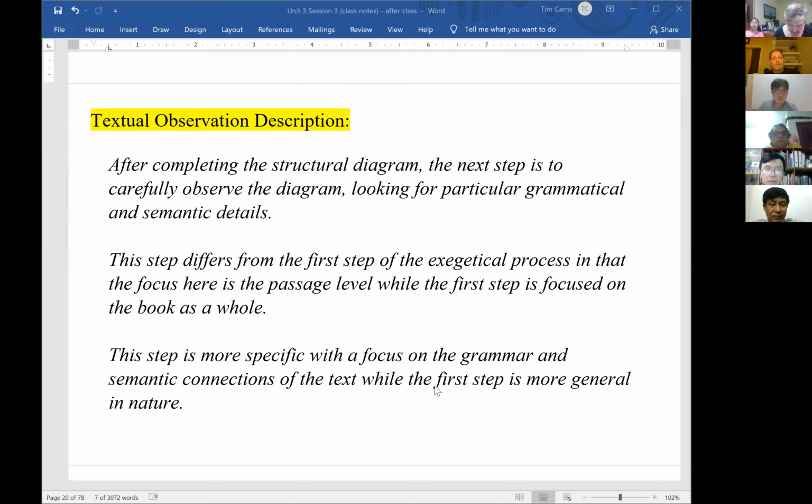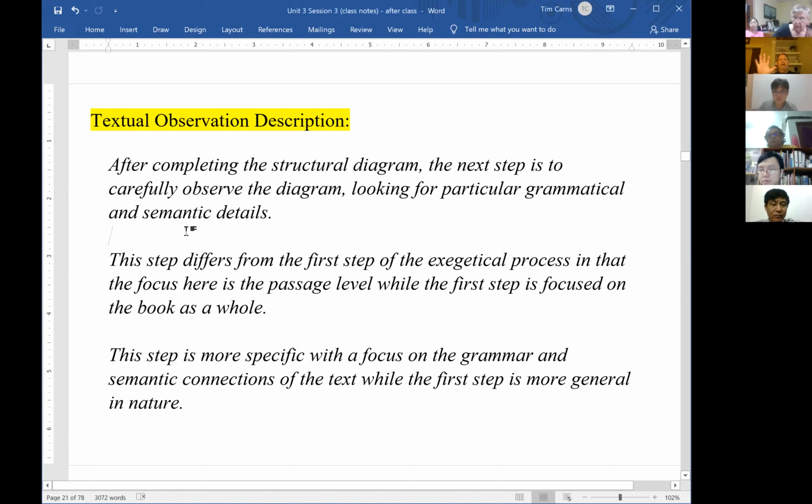After you complete the diagram, take a moment, take a few minutes, and study that diagram. All right? Look for particular grammatical details, and I'll show you in a minute what those are. But this is really a structured focus on the grammar and the connections in the text. All right, you've already done some of that just by diagramming. You've been thinking about how each phrase and clause connects together, but then it's good to just step back and look at the passage and make specific observations of that passage.